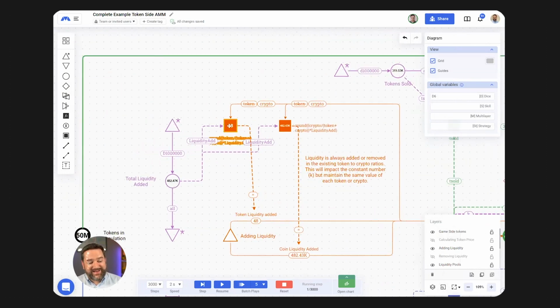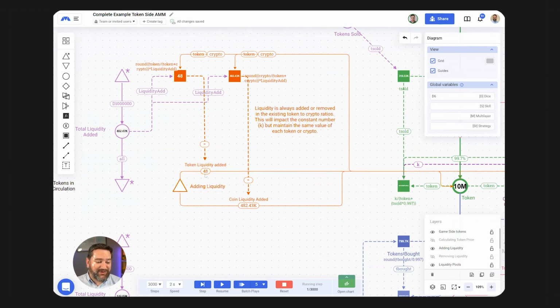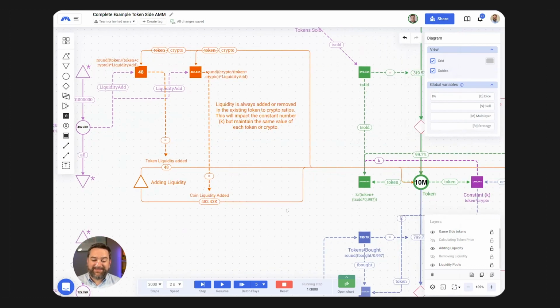And in this case, this means that if we were to add 482,000 into the total liquidity, if I look at this formula, I'm doing token divided by token plus crypto. So I'm looking at the total number added up between the number of tokens and the number of crypto, and then I'm dividing the number of tokens by that number to give me the percentage of tokens to total, and then I'm multiplying that by how much liquidity we're adding in that step. So this means that for us to add 48 tokens and 482,000 crypto.